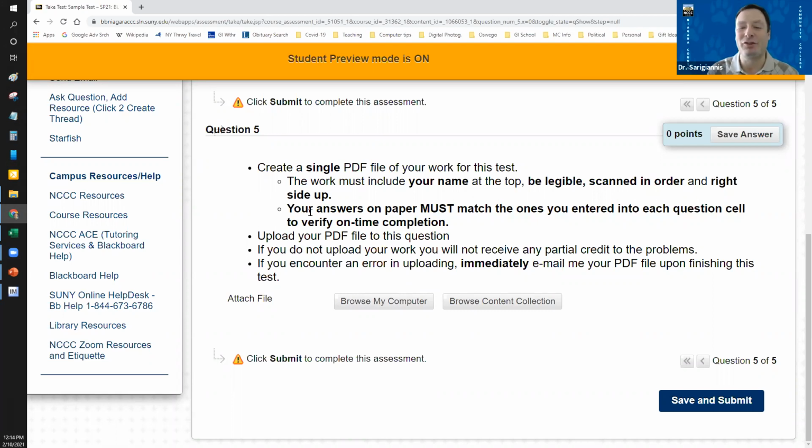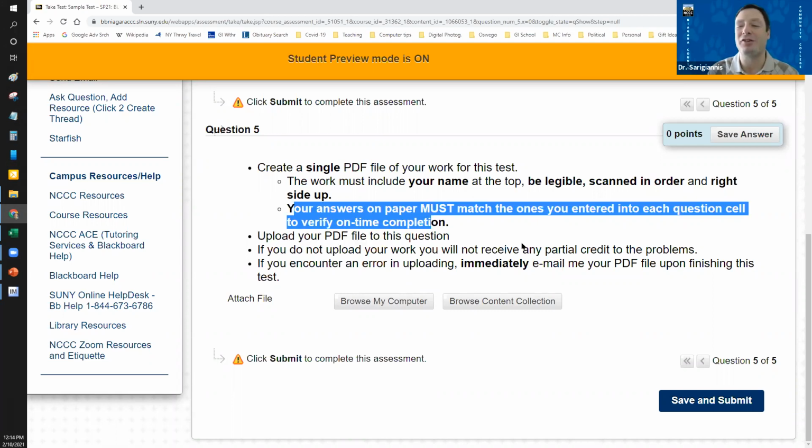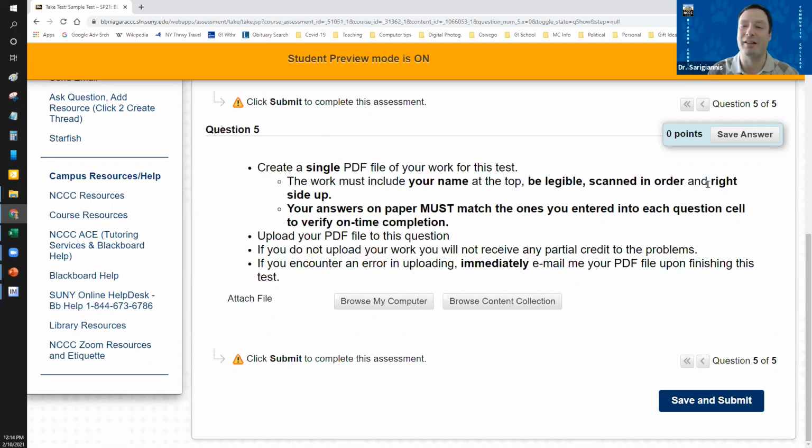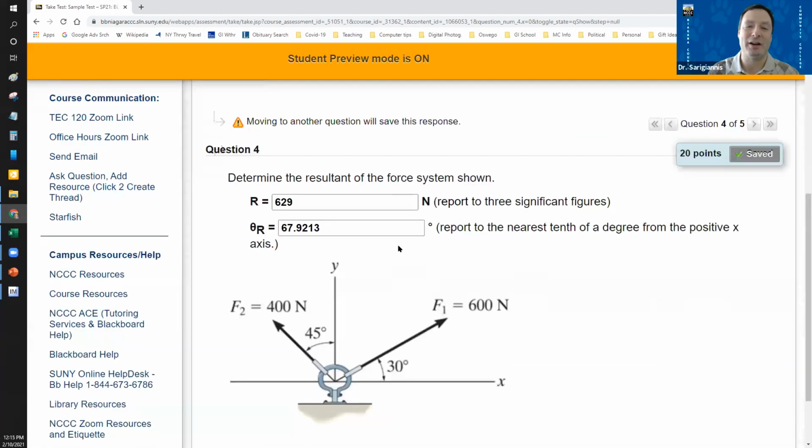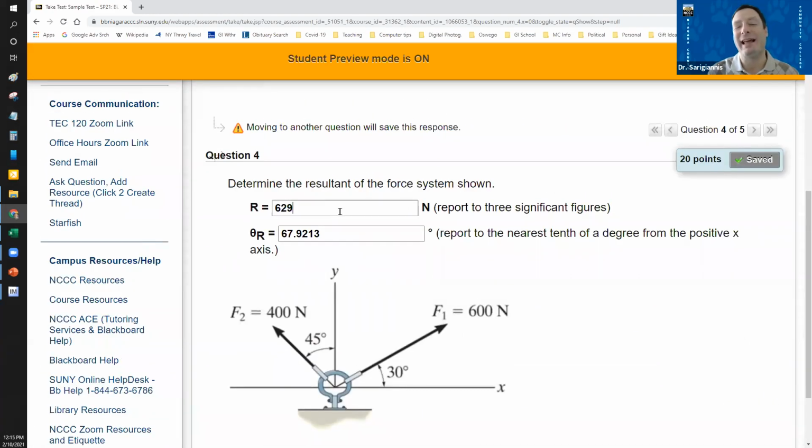This is important. The answers on your paper must match the ones you entered into the question cell. So let's go back to number 4 here. When I say they must match, if I put 200 in here and the answer is actually 629 newtons, and you put 629 newtons on your paper but you answer 200, this is a red flag for me. I'm going to be like, okay, wait a minute, what's going on here?